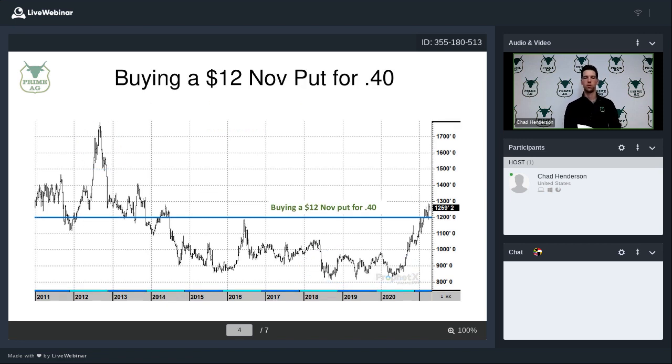So, buying a $12 November put for 40 cents is something that we like right now and what we're going to use for this example. This blue line illustrates where this put is at, 12 bucks. Here's your current futures price, somewhere around 12.60.